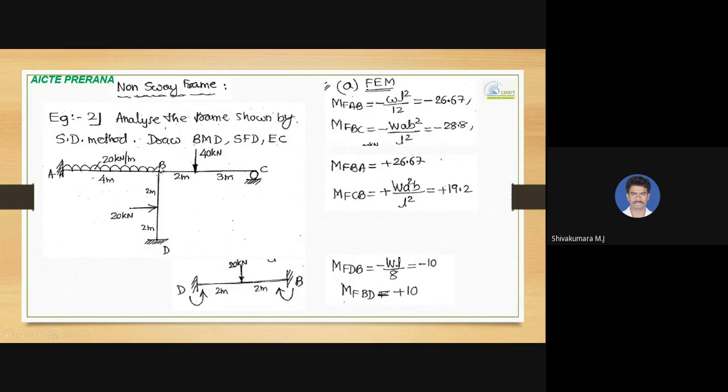And when you come for BC, it is Wab square divided by L square. So from this side it is minus and from this side it is positive. And then this vertical member, you can rotate it and write it as horizontal, 2 meter, 2 meter. It is WL by 8. DB is negative and BD is positive, MFDB and MFBD. So it is rotated in this manner. So the fixed end moment calculation is like this. You can have a look.